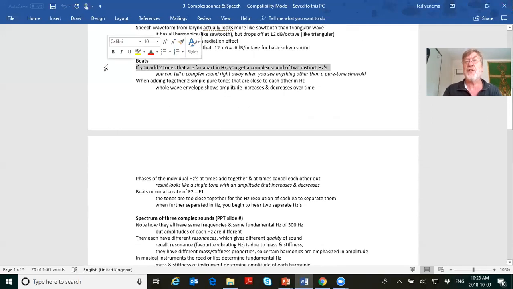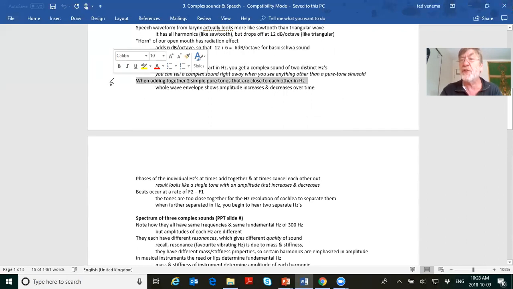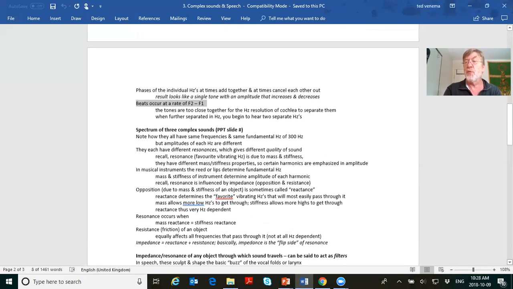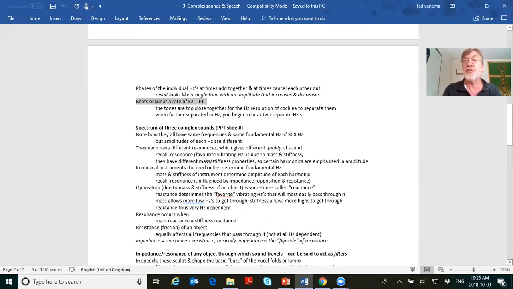Beats, you need to know what this is. You add 2 tones together that are very far apart, you'll get 2 distinctly different frequencies. But if you're adding 2 tones that are really close together in frequency, you're going to hear beats. Whoa, whoa, whoa. And know that the beats will occur at the rate of the difference between the frequencies, F2 minus F1. So if I gave you 1001 Hertz and 1000 Hertz at equal intensities, you're going to hear 1 beat per second. 1002 Hertz versus 1000 Hertz, you're going to hear 2 beats per second.